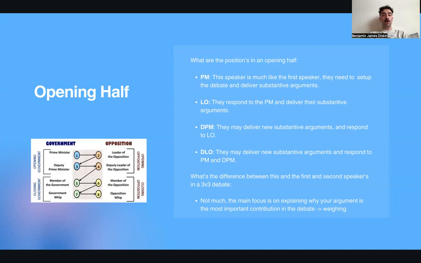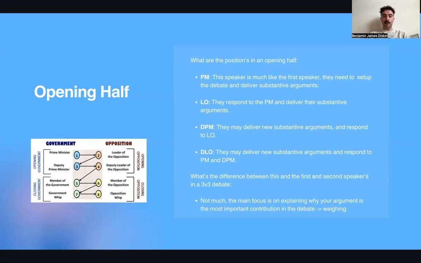Now, most of the things I've said about Deputy Prime Minister also apply to Deputy Leader of the Opposition, which is the second speaker from the opening opposition team. It's useful if they deliver new substantive arguments or provide new reasons, and their job is to respond to the Prime Minister and the Deputy Prime Minister.